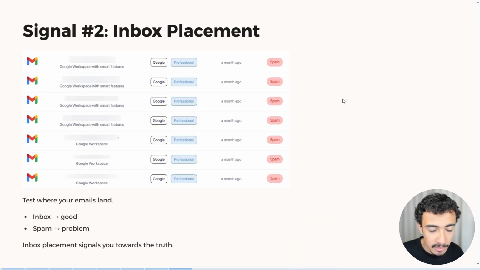So your second signal is your inbox placement. There's something called inbox placement tests. This is where you can basically perform tests to see whether or not you're landing in the inbox to begin with. There are 2 ways you can do this. You can do this the automated way or the manual way.